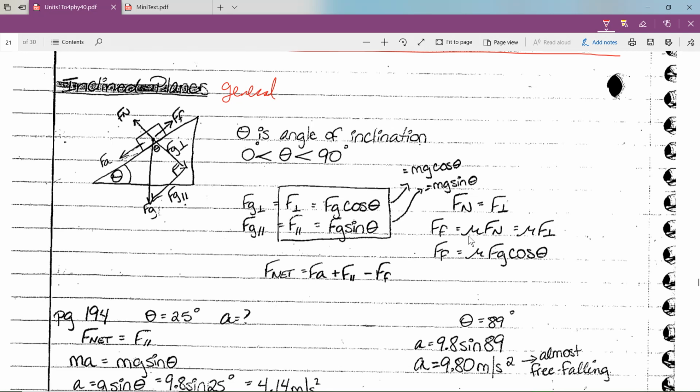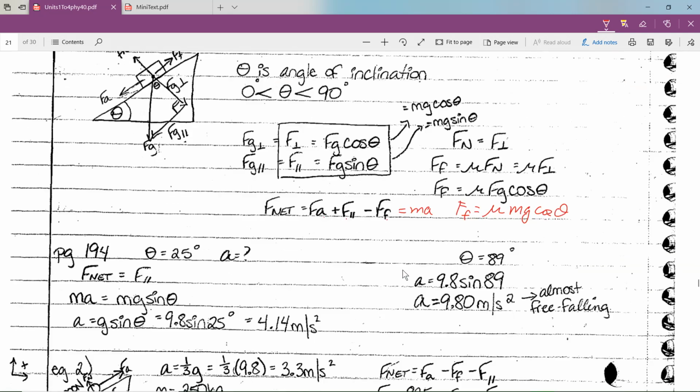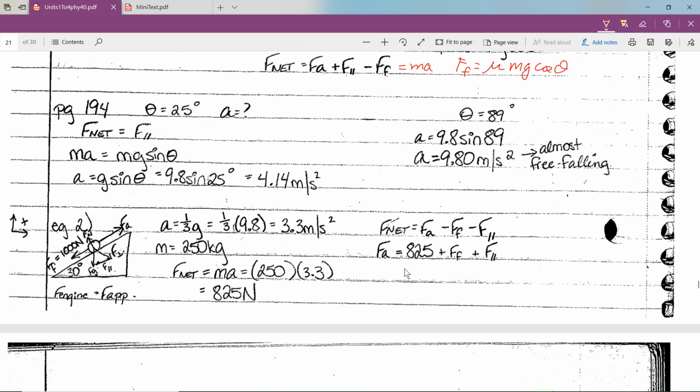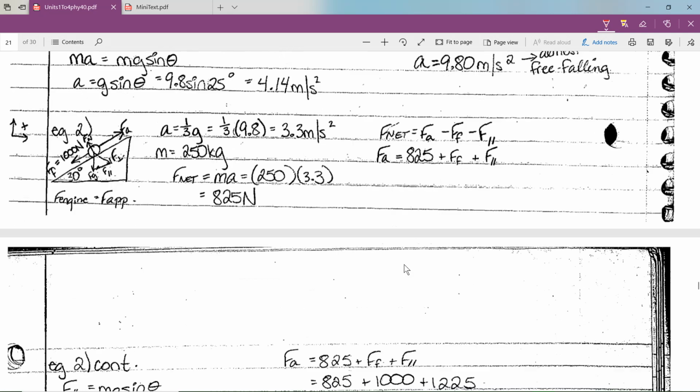The normal force and the perpendicular force are equal. Force of friction is mu times the normal force, so mu Fg cos theta, and Fg is mg, so force of friction is mu mg cosine theta. The net force, if you're going down, will be the applied force plus the gravitational force minus the friction, and that would equal ma. Okay, so we're going to see that in our second example.